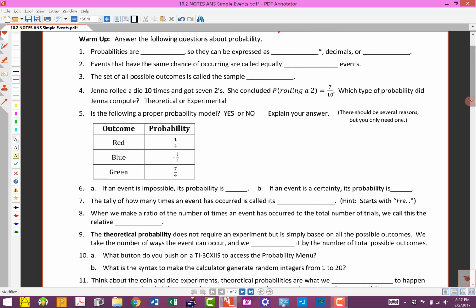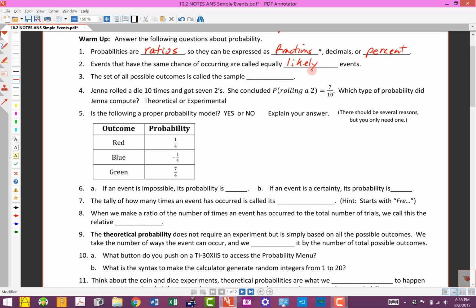I told you I ought to be able to answer a bunch of questions on the stuff we did yesterday. So probabilities are ratios. They are fundamentally ratios. They're fractions, so they can be expressed as fractions. And I put an asterisk by this one because that's the way we typically do it. Decimals or percents. We'll use all three kind of interchangeably, but again, we'll focus mostly on fractions because they do come from ratios.